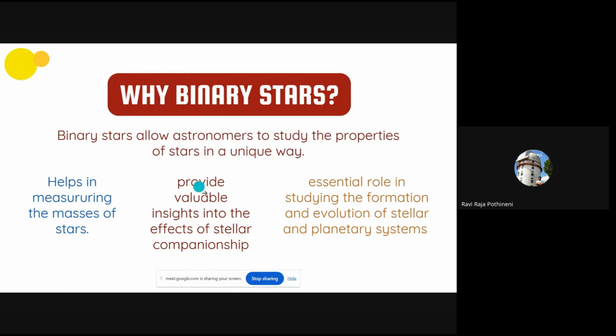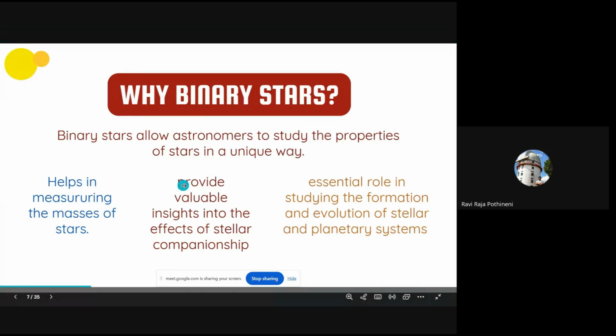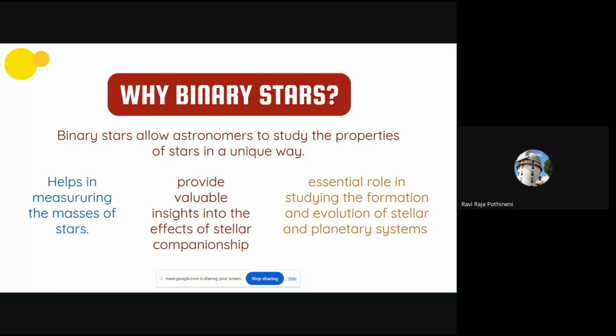And not just that, they also provide valuable insights into effects of stellar companionship, like how these stars might have formed and why they have formed in a group. Sometimes you see two stars in a system, sometimes three, sometimes four. So it is very important to understand how these systems might have formed. And also the planetary systems.